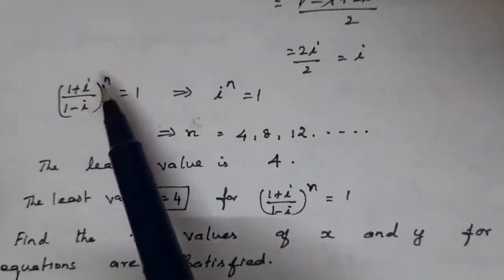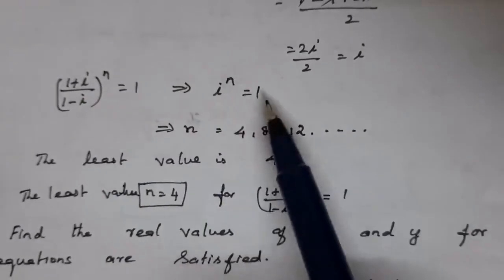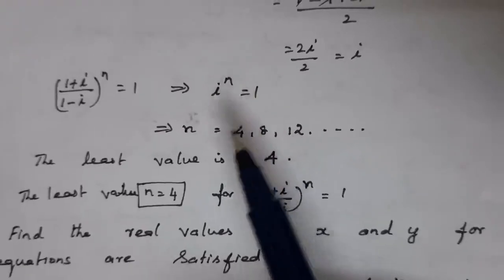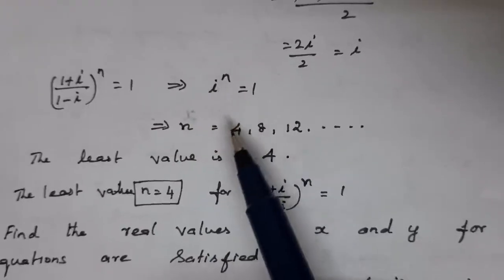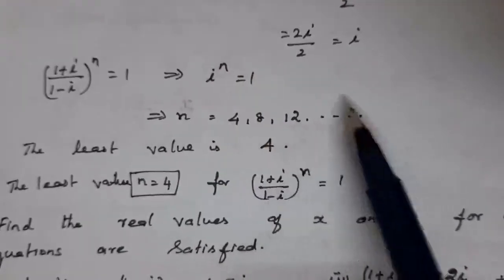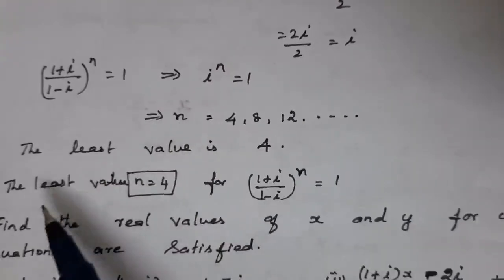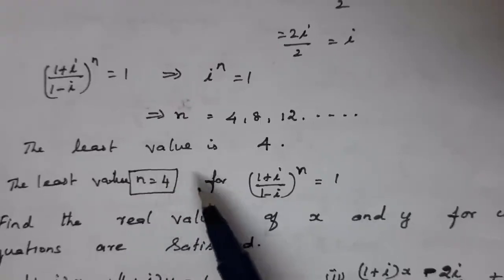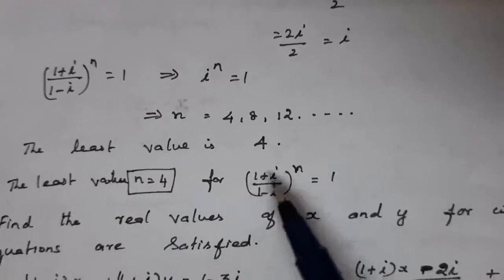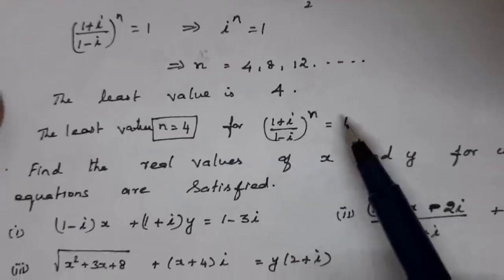So the whole power n equal to 1 gives i power n equal to 1. For what values of n will i power n be 1? You know that for 4, 8, 12, etc., it will be equal to 1. Among these, the smallest one is 4. Therefore, the least value of n is 4. The least value of n for which ((1 + i)/(1 − i)) the whole power n is equal to 1 is 4.